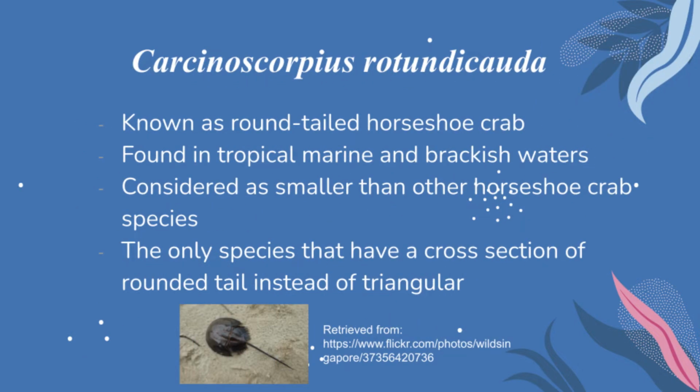The last species is Carcinoscorpius rotundicauda. This species is also known as the round-tailed horseshoe crab. It is found in tropical marine and brackish waters. C. rotundicauda is considered smaller than other horseshoe crab species. Last but not least, this species is the only species that has a cross section of rounded tail instead of triangular.